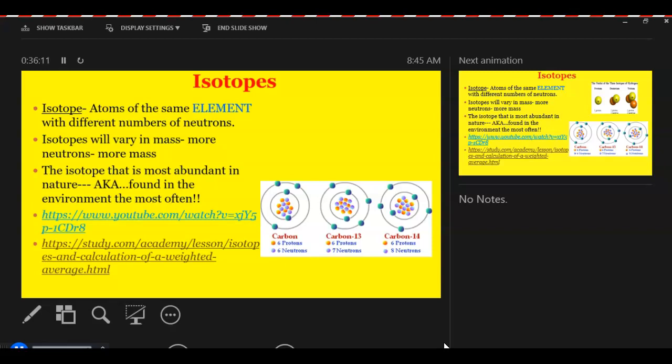So find boron. Look at the atomic weight and round it to the nearest whole number and tell me what number you get. You get 11. So that means boron 11 is the most abundant in nature. If you take the atomic weight and round it to the nearest whole number, that gives you the mass number of the isotope that is the very most abundant.